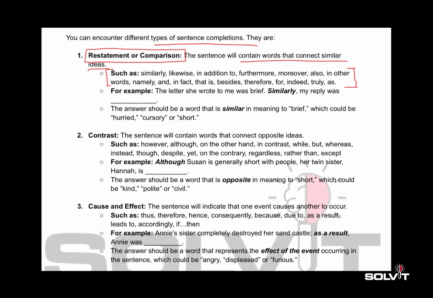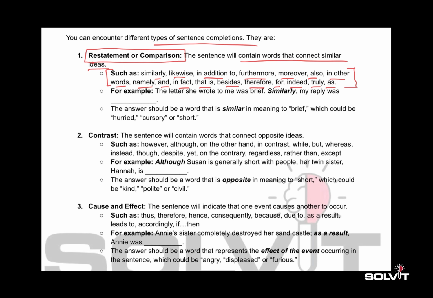Now these are the words you have to look for that tell you whether a sentence is a restatement or not. Similarly, likewise, in addition to, furthermore, moreover, also, in other words, namely, in fact, that is, besides, therefore, for, indeed, truly, as. Now, if you notice, all of these words you use in sentences only when you want to add something, right? Like, for example, in addition to, furthermore, moreover, therefore you use when you want to conclude something, right? So all of these words are only used when you want to build upon an idea that you have previously already stated.